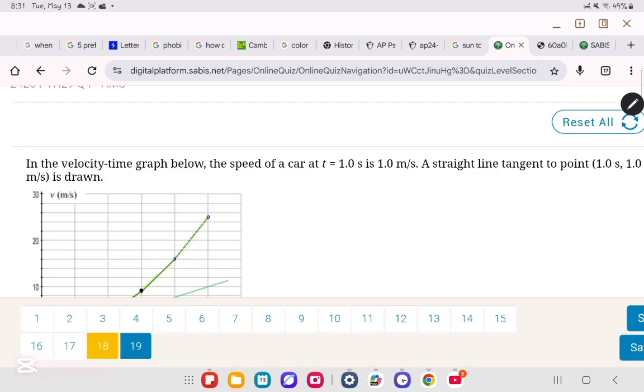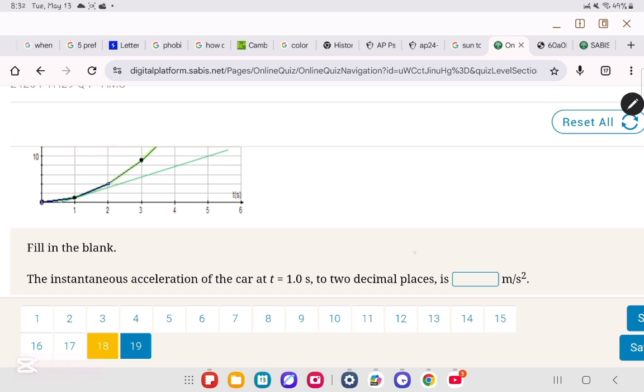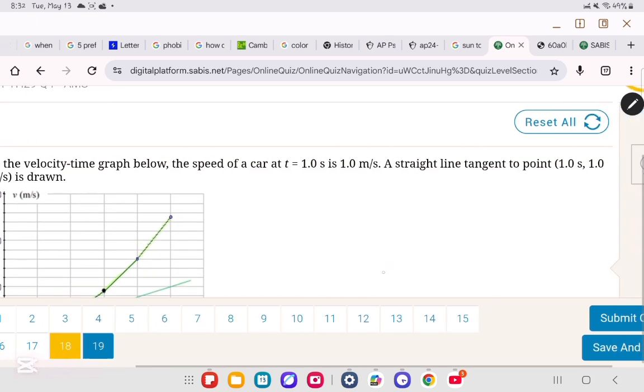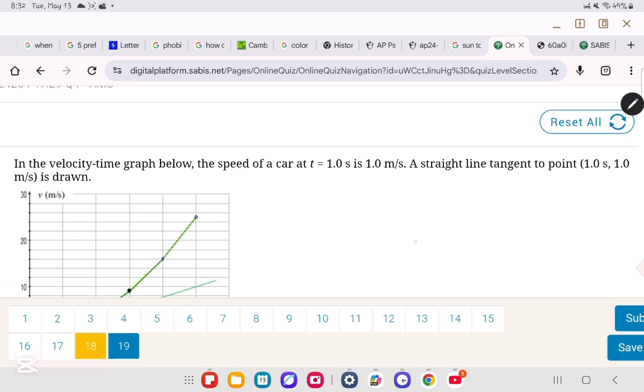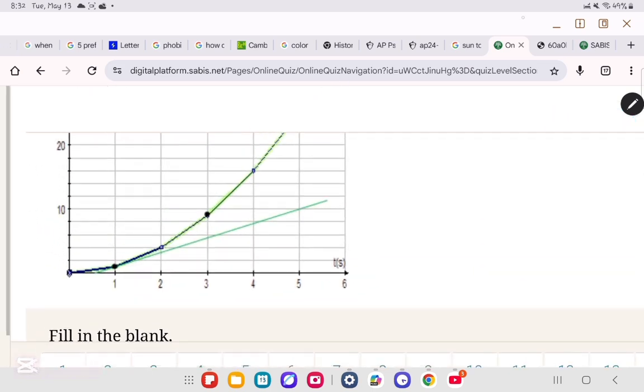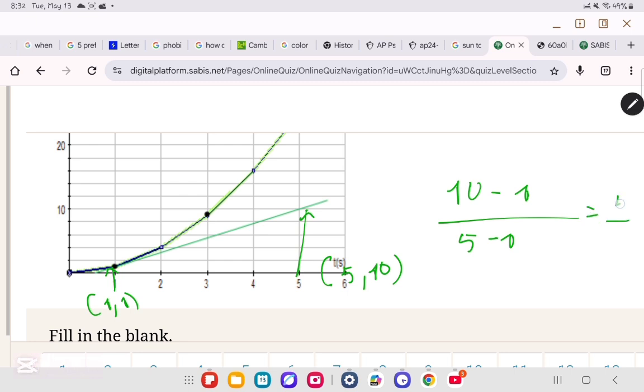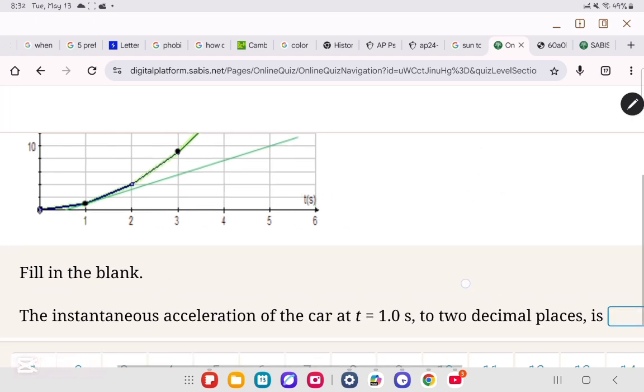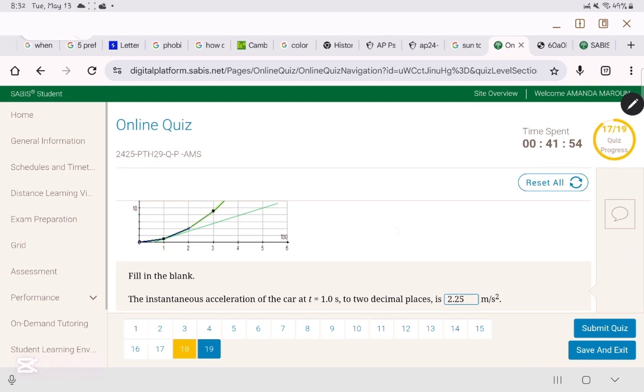Question number 18. They want us to find the instantaneous acceleration at time 1 second, knowing that at 1 second, the velocity is 1 meter per second. Okay, so they gave us the tangent, thanks to them. So we have this point, which is given as 1, 1, and this point, as you can see, it's 5, 10. Okay, so now you're going to find the slope by doing y minus y over x minus x. So it's 10 minus 1 is 9. 9 over 4 should give you an answer of 2.25. So very simply, our answer is 2.25 meter per second squared.